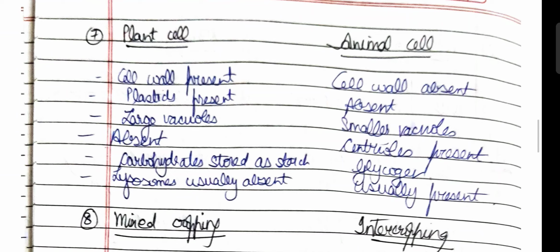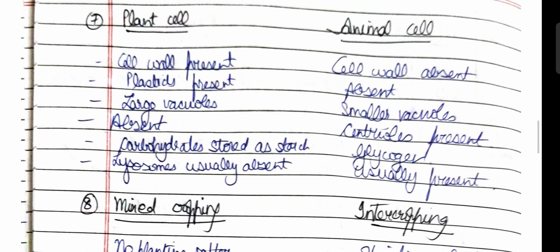Next question is the difference between plant cell and animal cell. This is a very common question. They can ask this question in the Lower PCS mains examination. So the difference is that the cell wall is present in plant cells, whereas the cell wall is absent in animal cells.